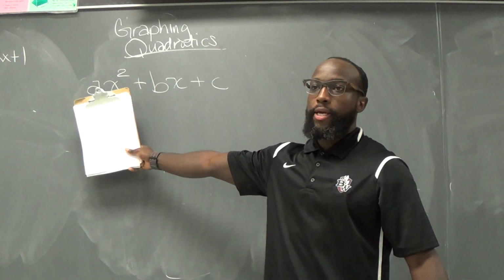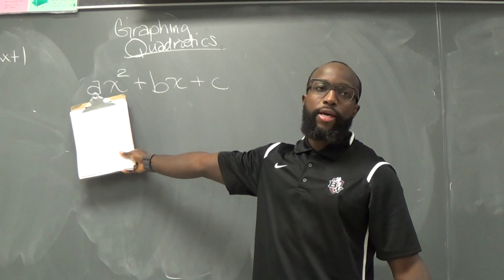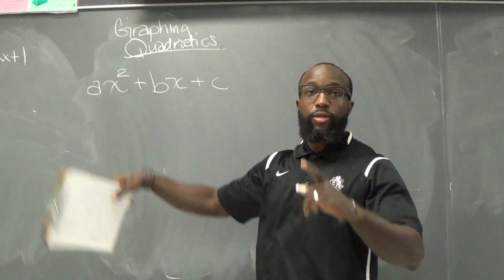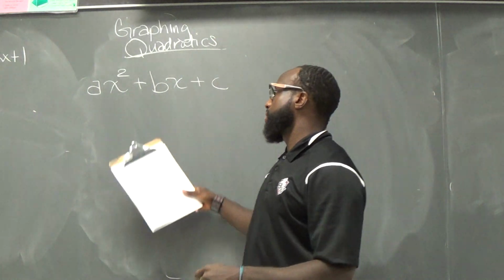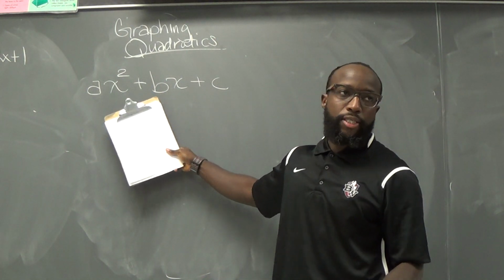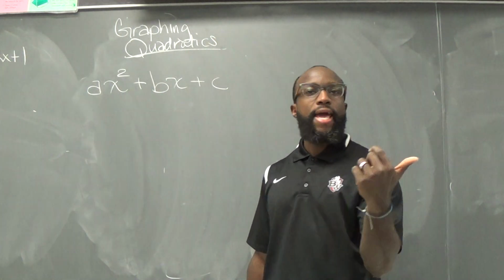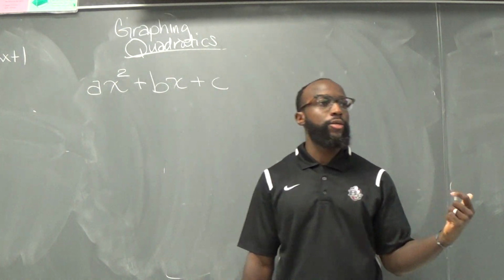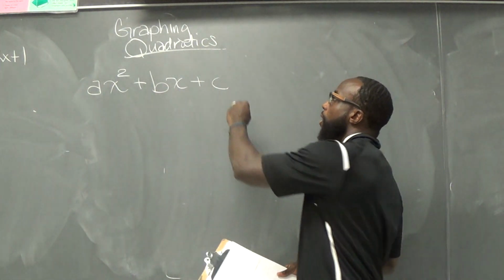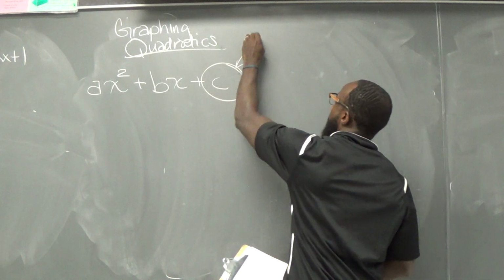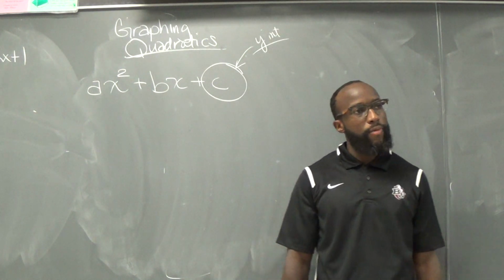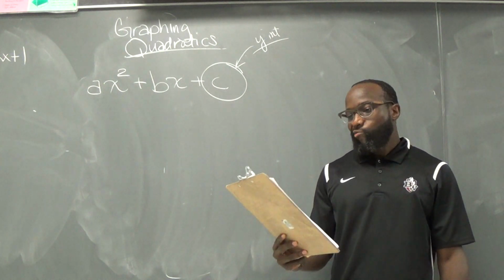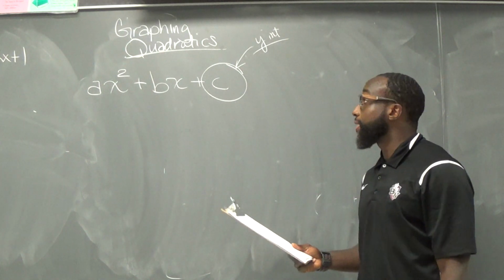A lets us know if our quadratic is going to be either going up or down, right? We're going to look at that in a second. B helps us figure out what the x value of our vertex is going to be, and C is always the y-intercept of your graph. It's always the y-intercept, right? All right. So let's look at it like this.